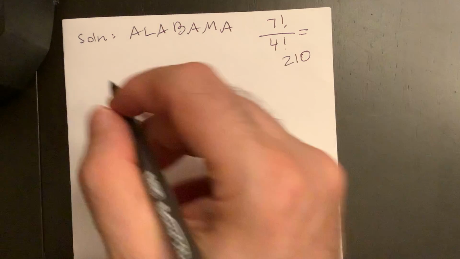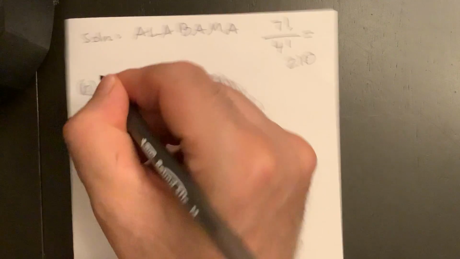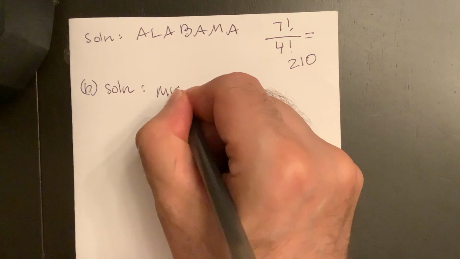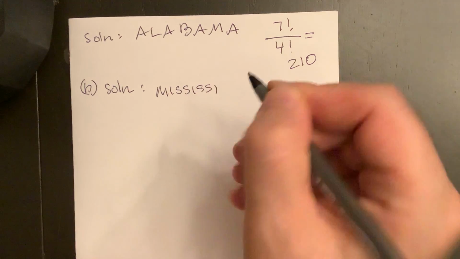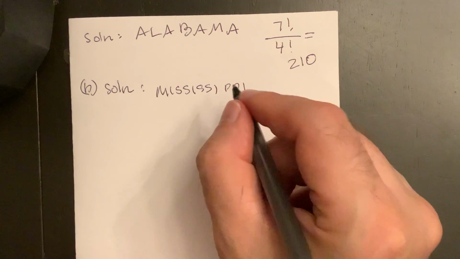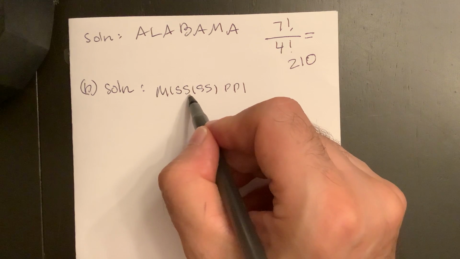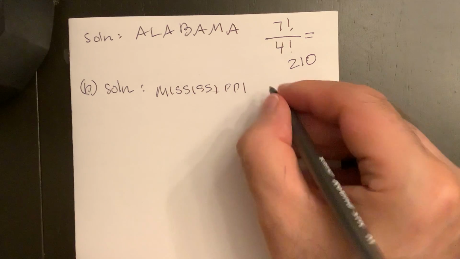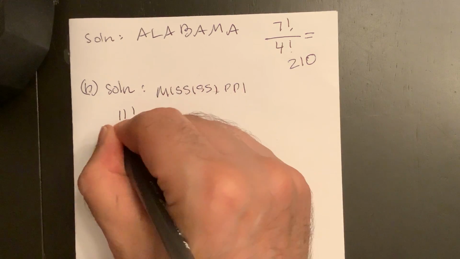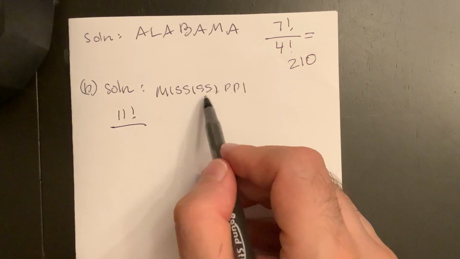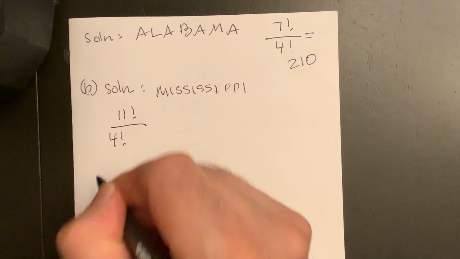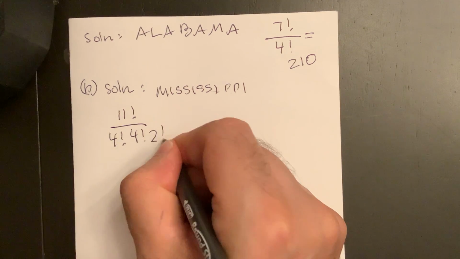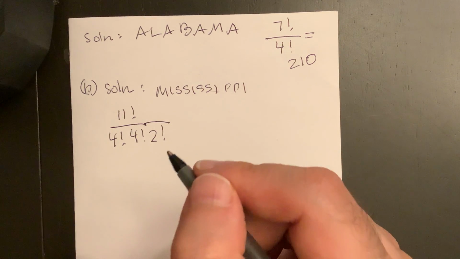And for Mississippi, for B, the solution is if we have Mississippi, we have, let's see, 4 M, 4, 3, so 11 factorial, and 4 factorial for the S's, 4 factorial for the I's, and 2 factorial for the P's.